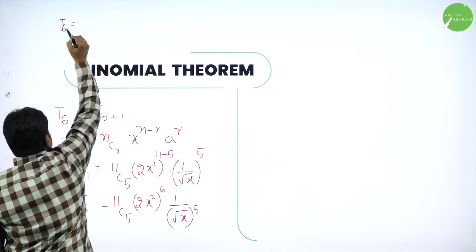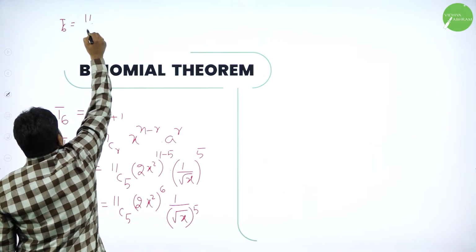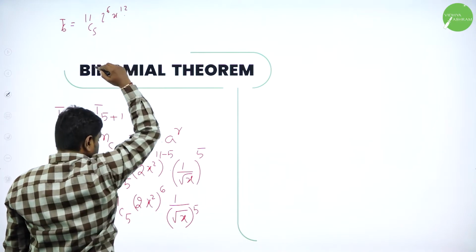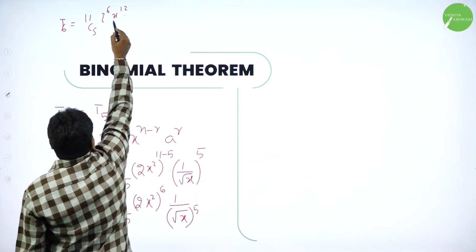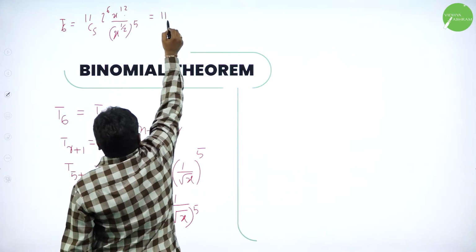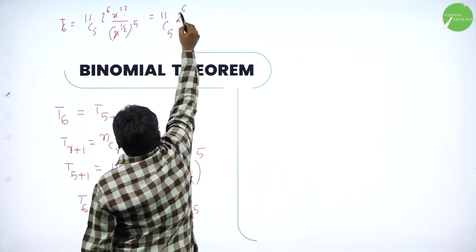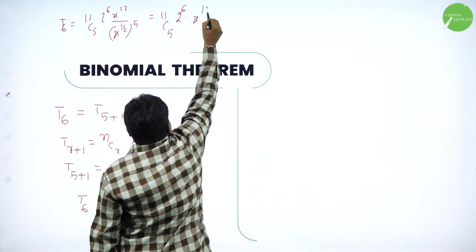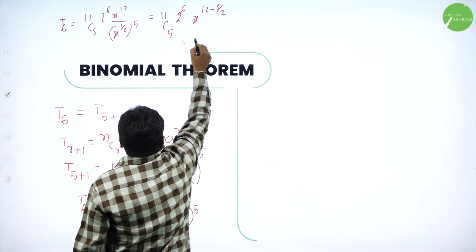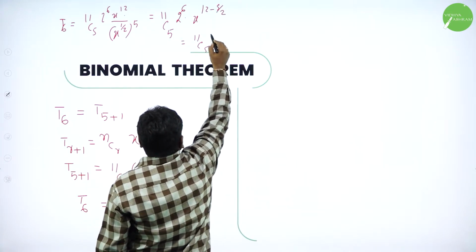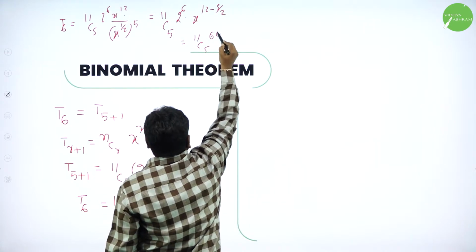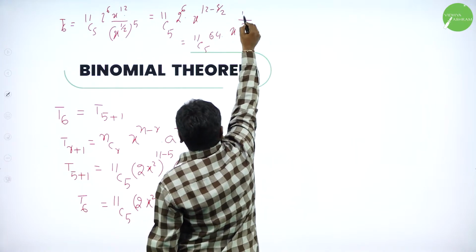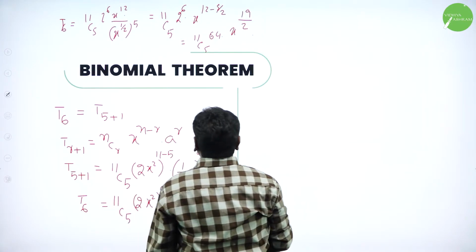So T6 is equal to 11C5, 2 power 6, x power 12, into 1 by root x. Root x can be written as x power half. That is 11C5, 2 power 6, and by the law of indices, it will become 5 by 2. Take 5 by 2 up, so it will become 12 minus 5 by 2. That is finally 11C5, 2 power 6. 2 power 6 is 64, into x power, if you take LCM 2, 12 to the 24, 24 minus 5, 19 by 2. This is T6.